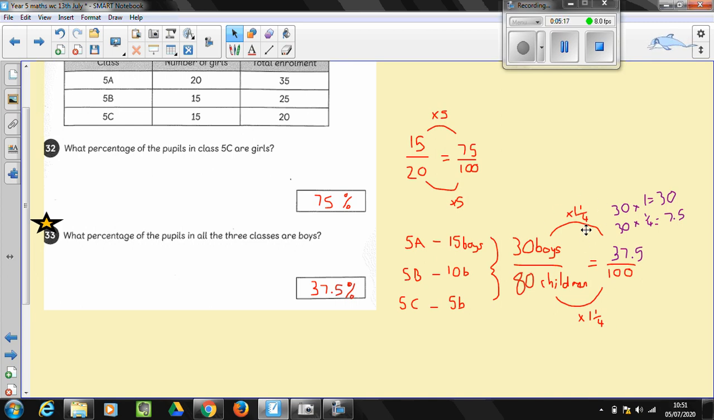I times 30 by 1 1/4. 30 times 1 is 30, and a quarter of 30, halved and halved again, is 7.5. So I had 37.5 out of 100, which isn't a very good fraction, but it did help me work out my percentage, 37.5%. That was a super tricky question. If you found a better way to solve it, could you send it to me so that I'll know for next time? Thanks.